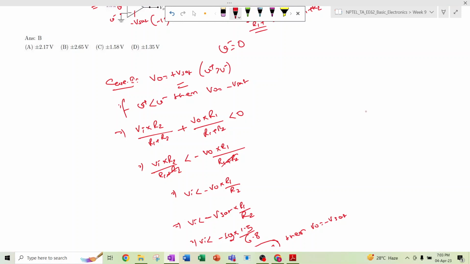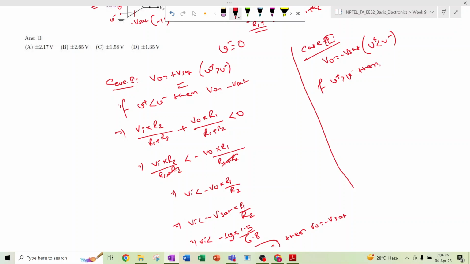So similarly, if we consider the case 2, that VO is at first in minus VSAT condition, that means V plus is less than V minus, that's why it goes to minus VSAT. Now if this V plus becomes greater than V minus, then only the VO becomes plus VSAT. Okay, so what is the V plus?